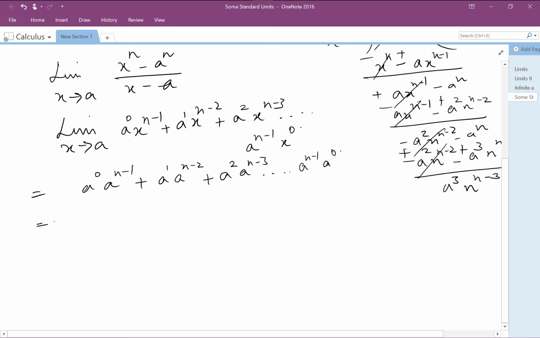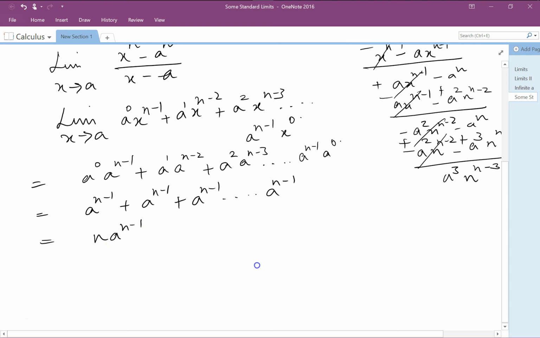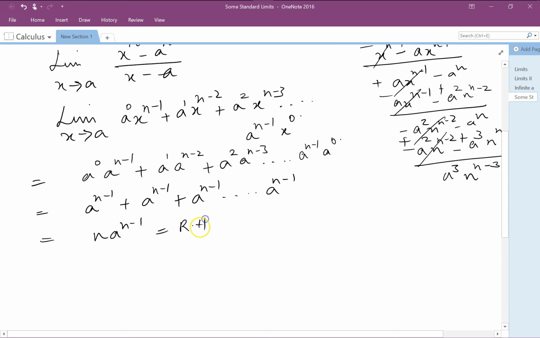Now let's do the exponent arithmetic. A to the power of n minus 1 plus a to the power of n minus 2 plus 1, so n minus 1. Then a to the power of n minus 3 plus 2, again n minus 1. Like that it will keep going, every term is a to the power of n minus 1. How many times is this being repeated? Repeated addition, remember, is multiplication. So n a to the power of n minus 1, which is nothing but the RHS.